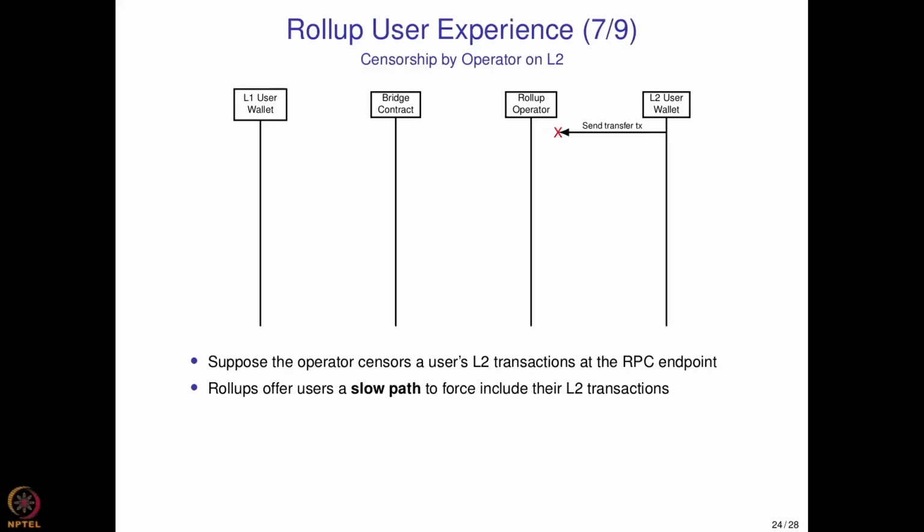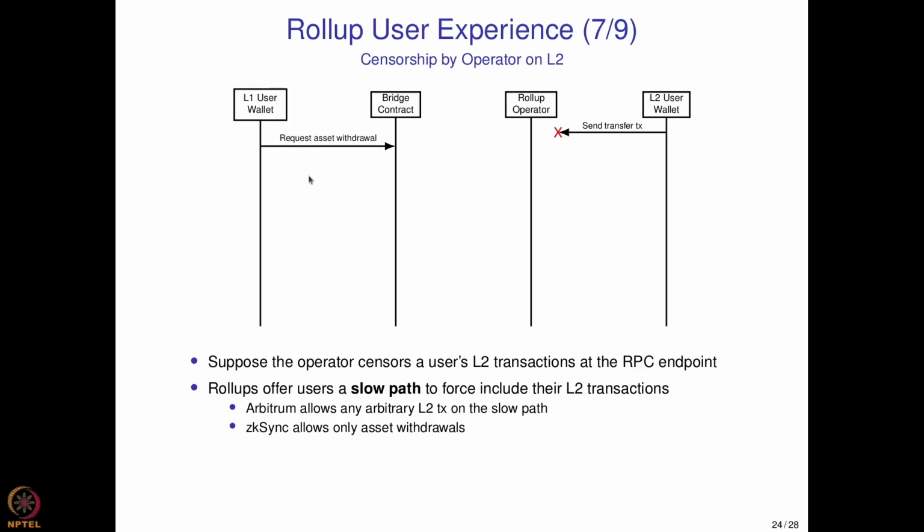Because you have transferred your layer 1 assets to layer 2, sometimes you may want to withdraw them. You may want to do some operations on layer 2, but if it is censored, then your layer 2 assets become useless. So rollups always offer a slow path to force include your layer 2 transactions. Arbitrum, for example, allows you to include any arbitrary layer 2 transactions in the slow path, and ZK Sync allows only asset withdrawals. The slow path is actually a layer 1 transaction, so it costs layer 1 fees. So people don't use it unless they are being censored.